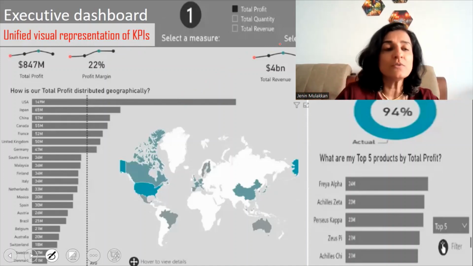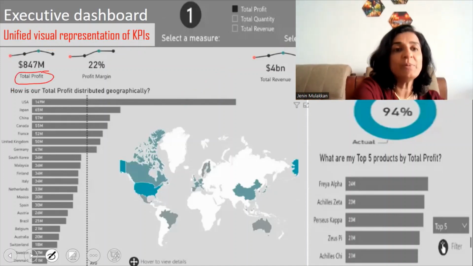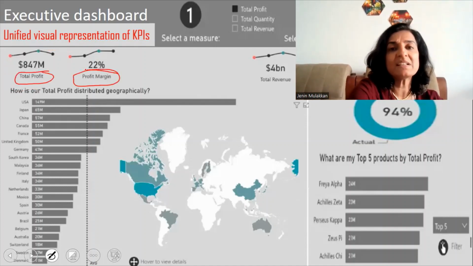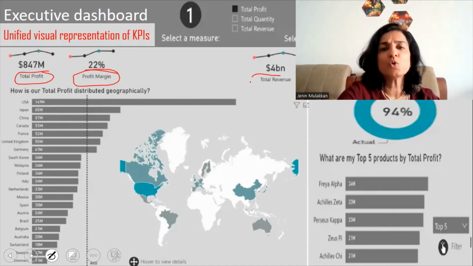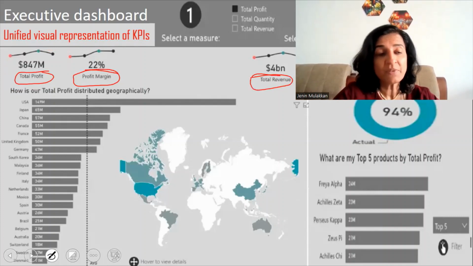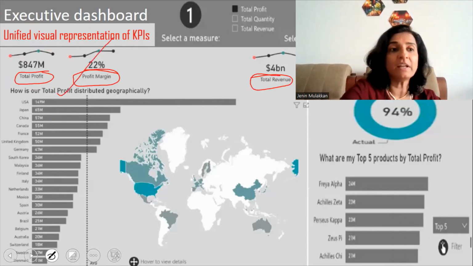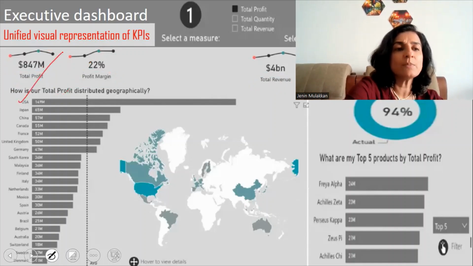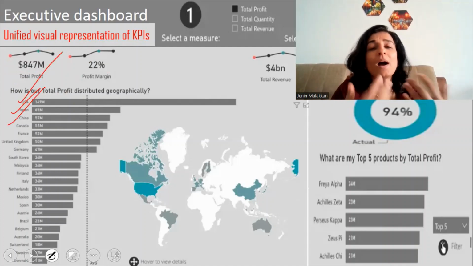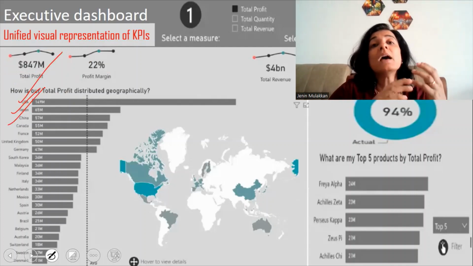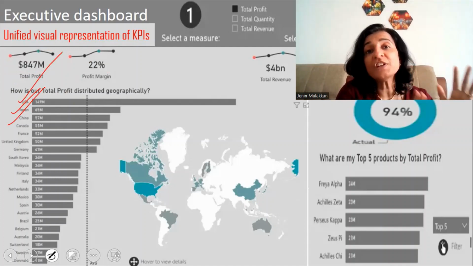So in this executive dashboard, the total profits have been given, the profit margin percentage has been given, and the total revenue has also been given. And they have broken up the total profit geographically. So the country contributing the maximum profit is USA, followed by Japan, China, etc. So in one shot, they are able to understand what is the profit and the profit distribution between the countries.